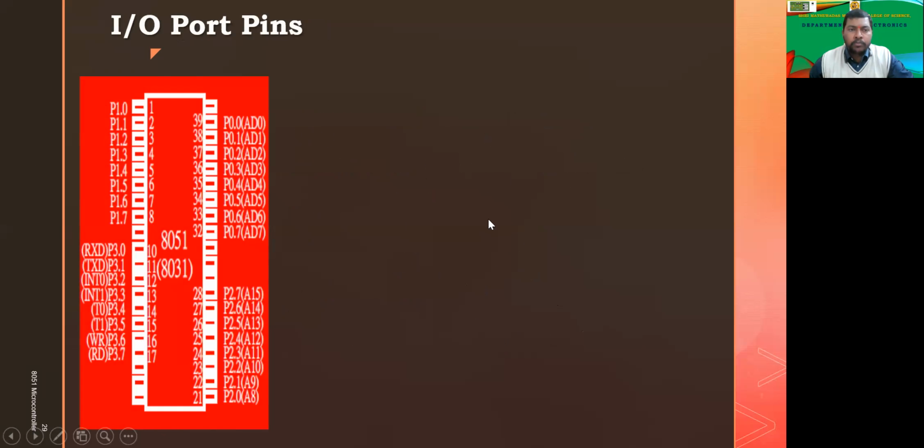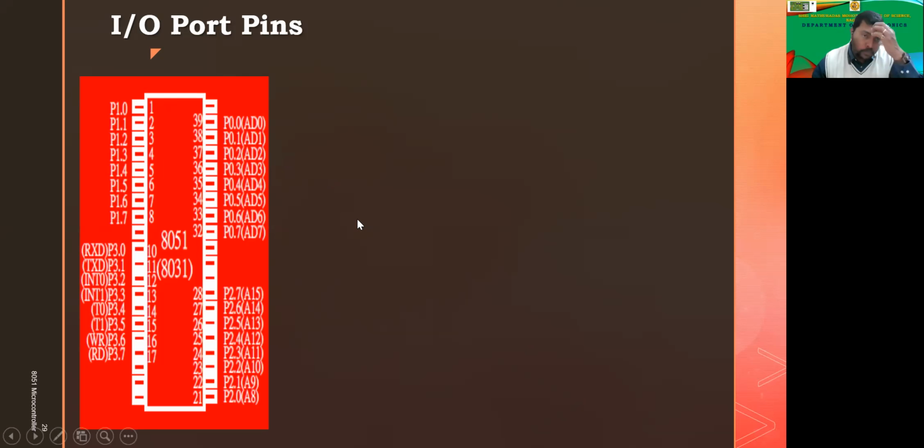Now, this is the main important portion of 8051. There are more applications, as we are having four ports in microcontroller 8051. As you can see, we are having P0.0 to P0.7. This is port 0, and then we are having P1.0 to P1.7. These are specifically for the outputs and inputs. Then we are having P2.7 to P2.0, this is the third port, and P3.0 to P3.7, that is the fourth port.